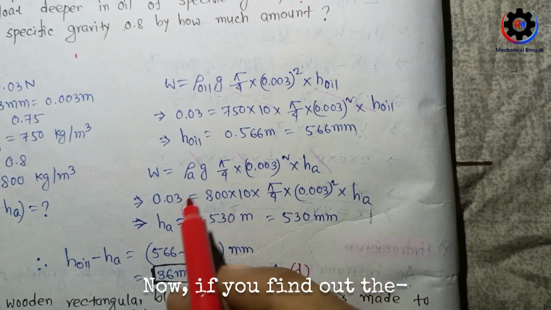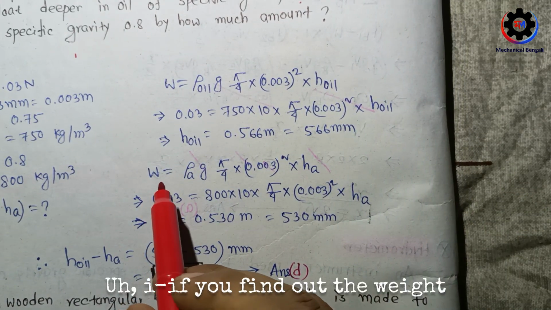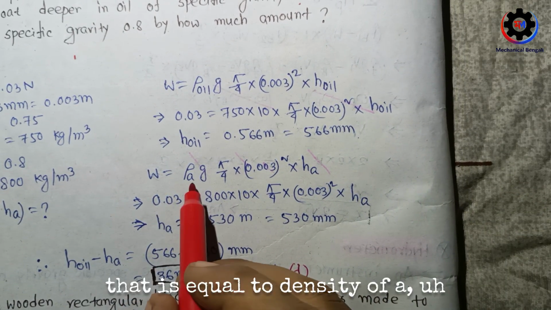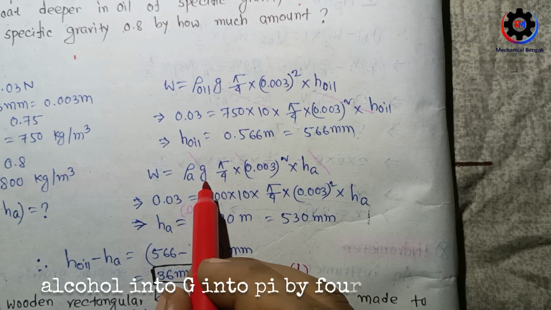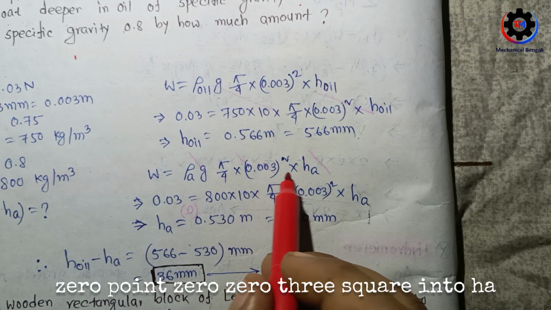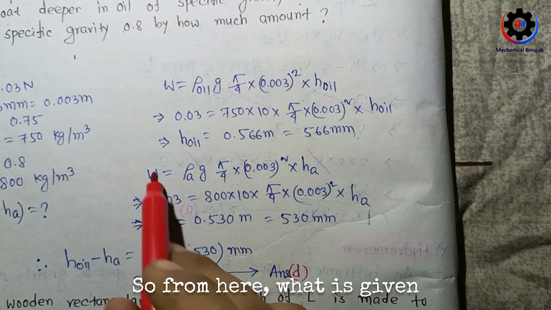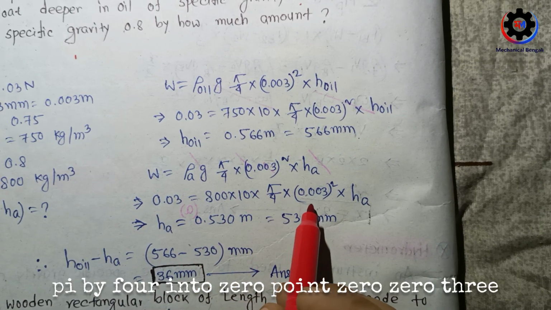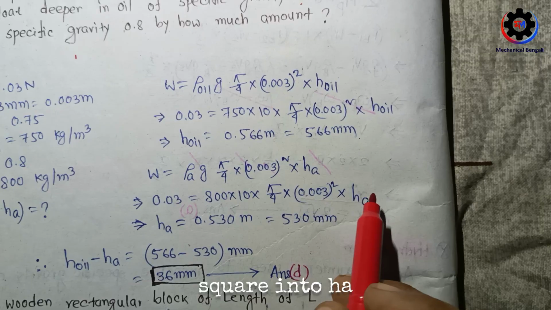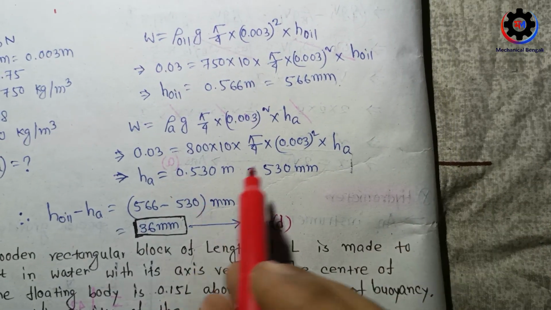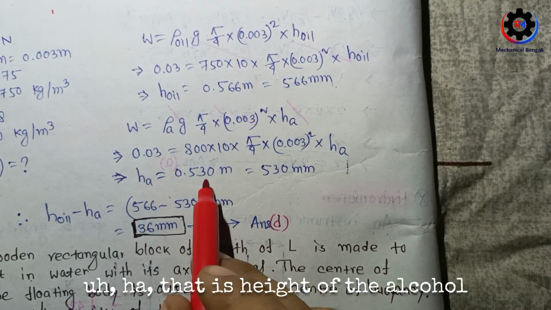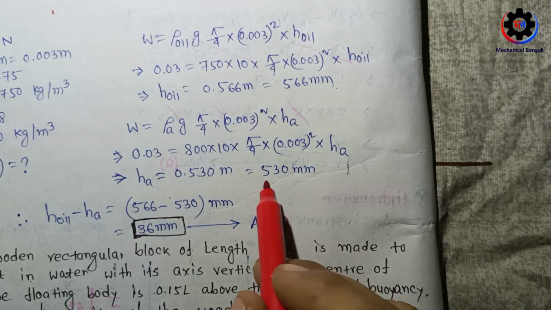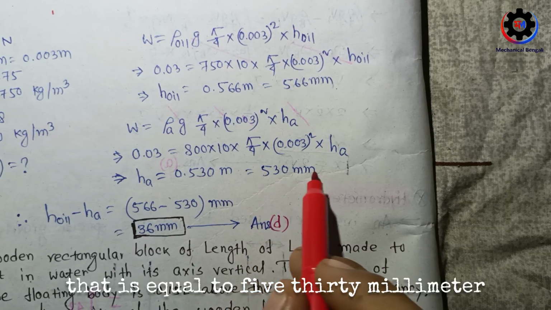Now if you find out the weight for alcohol, that is equal to density of alcohol into G into pi by 4 into D square, 0.003 square, into HA. What is given is 0.03, that is equal to 800 into 10 into pi by 4 into 0.003 square into HA. From here you can get the value of HA, the height of the alcohol, that is equal to 0.530 meter, which is 530 millimeter.